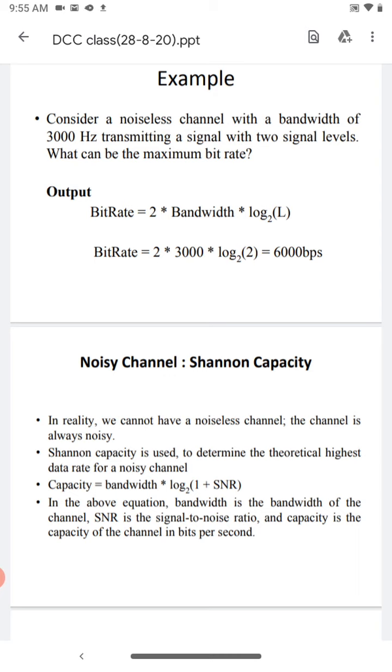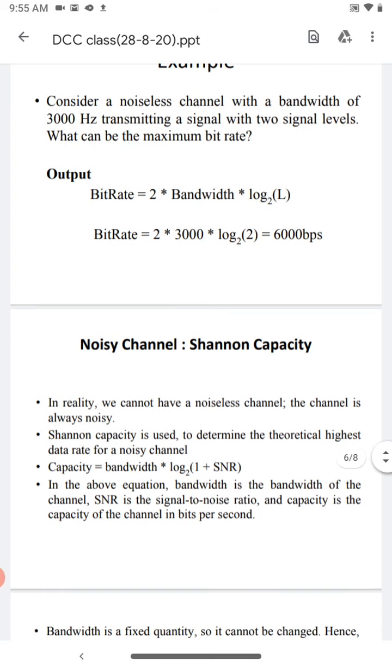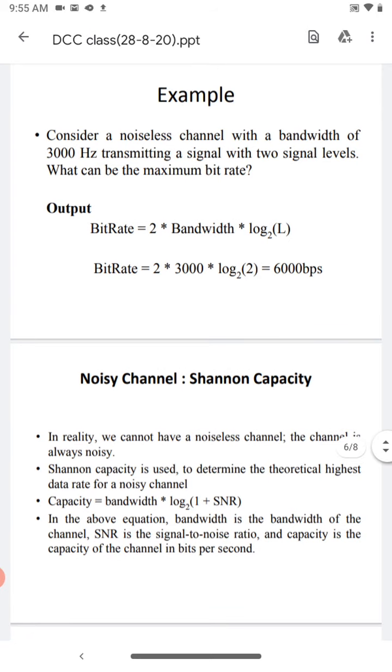That is equal to log A to the base A is always 1. So log 2 to the base 2 is equal to 1. So 2 into 3000 into 1 is equal to 6000 bits per second. This is the example in the noiseless channel to calculate the maximum bit rate.